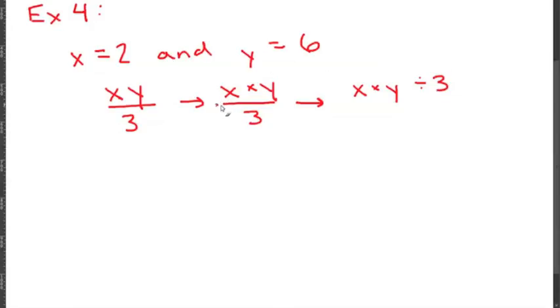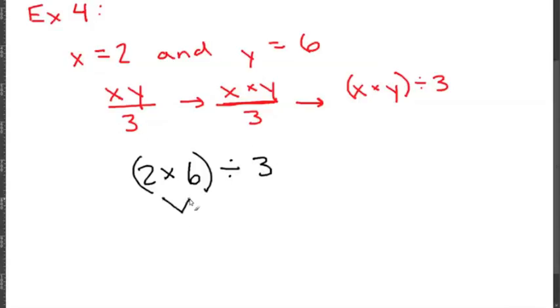But this division acts as a parentheses, so we're going to evaluate the top before we divide by the denominator. So now let's plug in what we know. X is 2, so 2 times y is 6, so x times y is 2 times 6 divided by 3. Parentheses first, 2 times 6 is 12, and we're left with divided by 3. 12 divided by 3 is 4. So 4 is our answer to example 4.